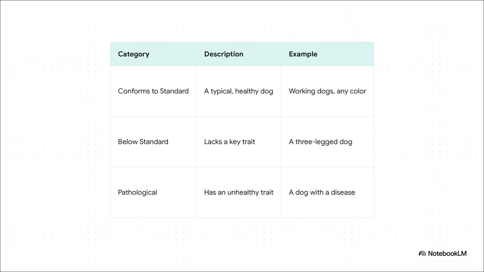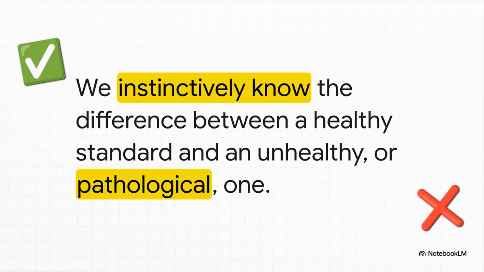Because we have that standard, we can also recognize when a dog is below standard, say a poor pup that's lost a leg in an accident. And this is really important. We can also identify a pathological standard, like a dog that has some kind of sickness or genetic disease. And that is the key insight from the author here. When it comes to animals, this is super easy for us. We don't look at a sick dog and just say, oh, well, its illness is just another beautiful and rich variation of what a dog can be. Nope, we instinctively, immediately know there's a real difference between a healthy standard and an unhealthy or pathological one.